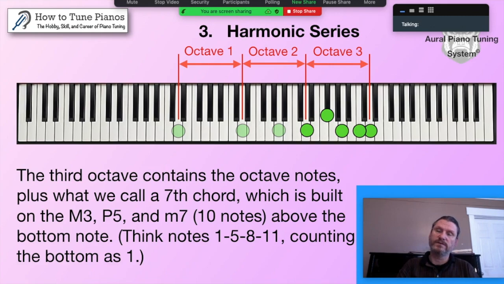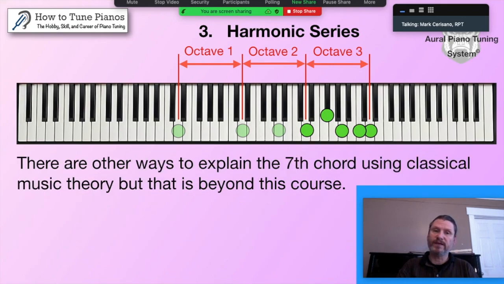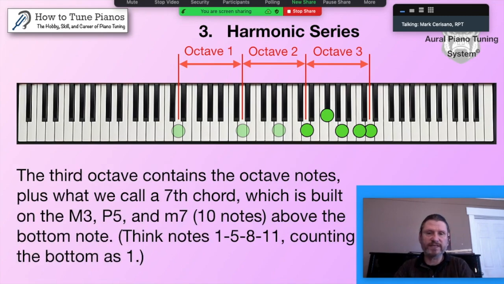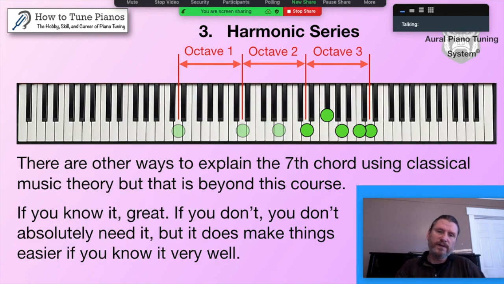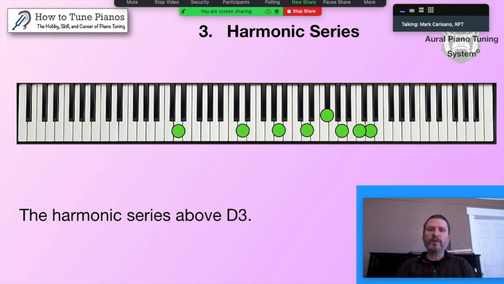So that's it. There are other ways to explain the seventh chord, but if you look here, I just say think of notes 1, 5, 8, and 11, counting the bottom as 1, which is very simple, but not very useful if you're going to do composing, arranging, or playing jazz. It's only useful for piano. So this is the harmonic series above D3.